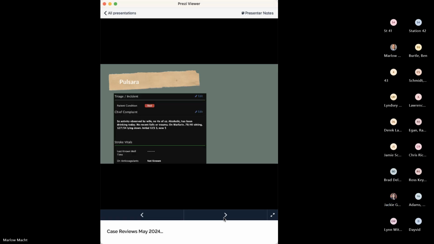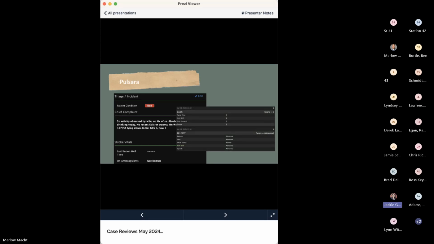Next. Their Pulsera notification is that they code this as red. They notify the hospital that he had some seizure activity that was confirmed by his wife, no history of it. He's an alcoholic. He has been drinking, and there has been no recent reports of a fall. He was on thinners and he was hypotensive, positional, but normalized with lying flat, and that his GCS was initially 3, now a 5. Next.